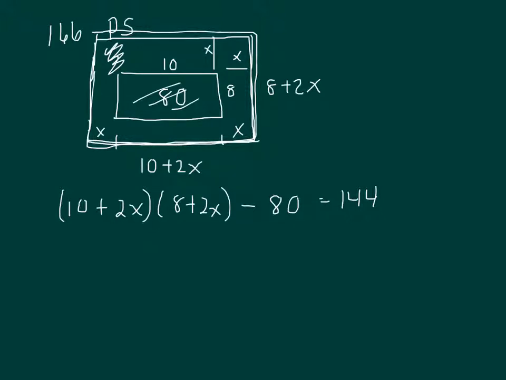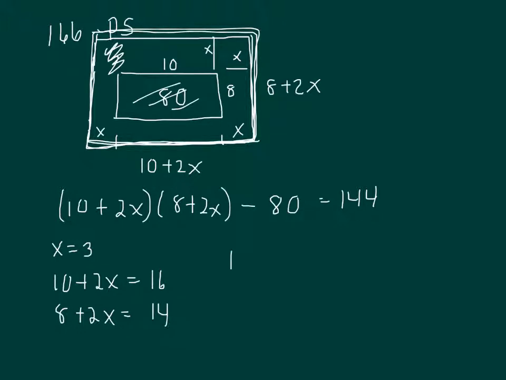The other way you could do it would be to use your answers. Because if you take the whole area minus 80, it's got to give you 144. So the first one, answer A, is X equals 3. So let's plug that in. If I plug a 3 in 10 plus 2X, that's going to be 10 plus 6, which is 16. And then plug it in 8 plus 2X. That's going to be 14.